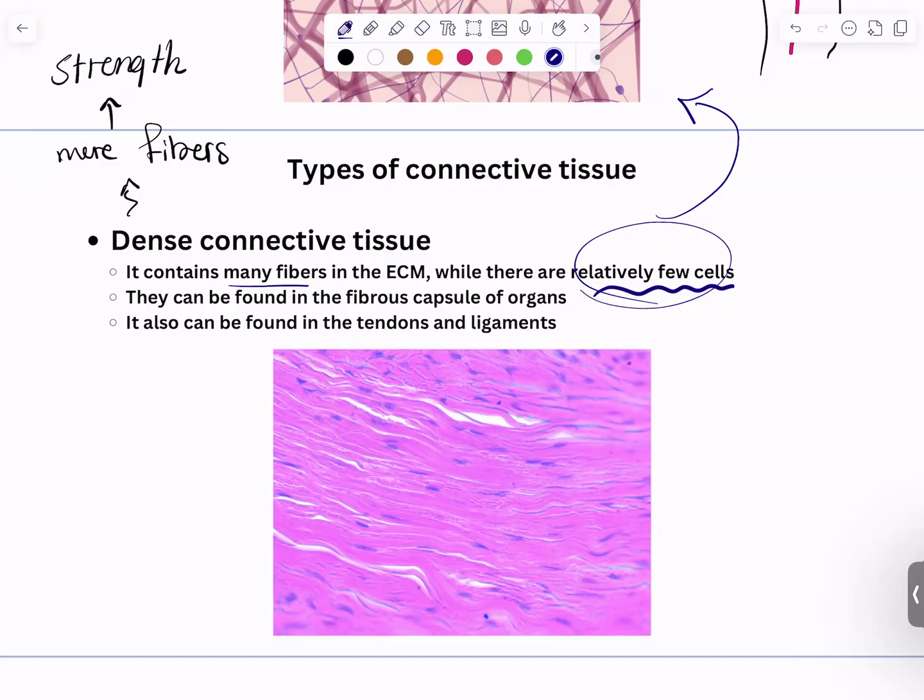And where can we find it? We can find it in the tendons. We can find it in the ligaments. In the tendons and ligaments, these are the structures where we need strength. These are the parts where we have fibrous capsules. And in the fibrous capsules, we have dense connective tissue.